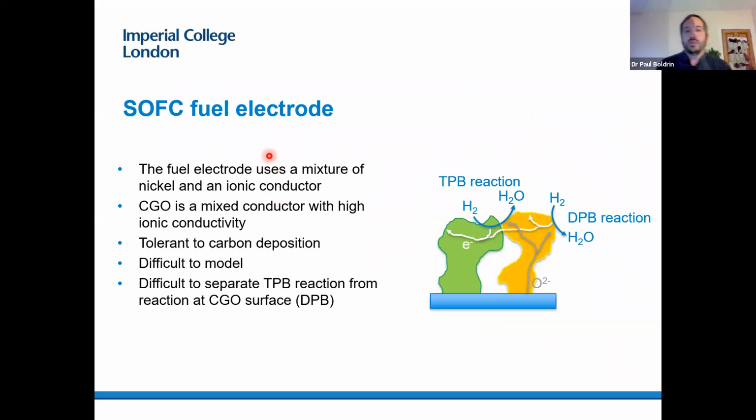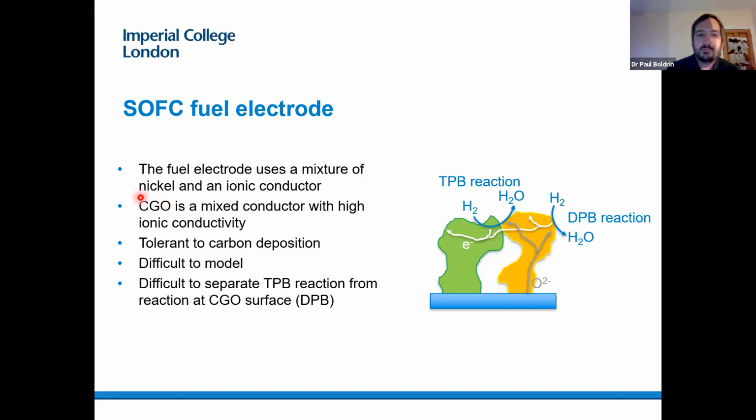Solid oxide fuel cell fuel electrodes are quite complicated, because the reason why they're called solid oxide fuel cells is because they conduct oxide ions. There aren't a lot of materials that do that efficiently, so it's difficult to find materials that can conduct oxide ions and also electrons. So normally you use a mixture of nickel, which conducts the electrons, and another material which conducts the oxide ions. One of the main parameters of interest in a solid oxide fuel cell fuel electrode is TPB, the triple phase boundary. That's the boundary between the ionic conductor, the nickel, and the gas phase, and that's where the reaction happens.